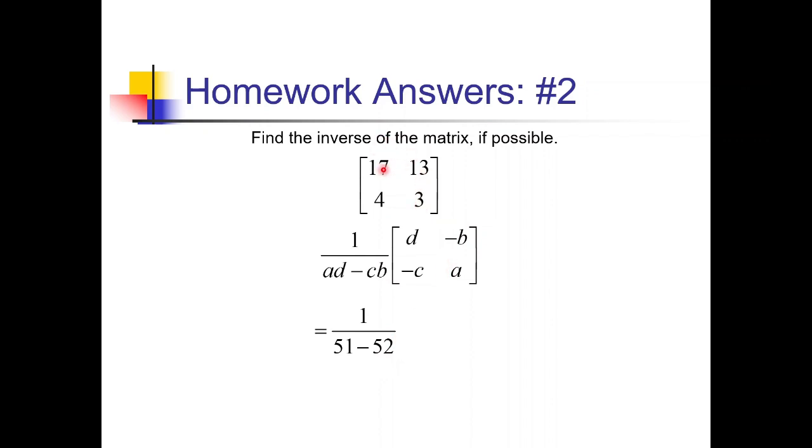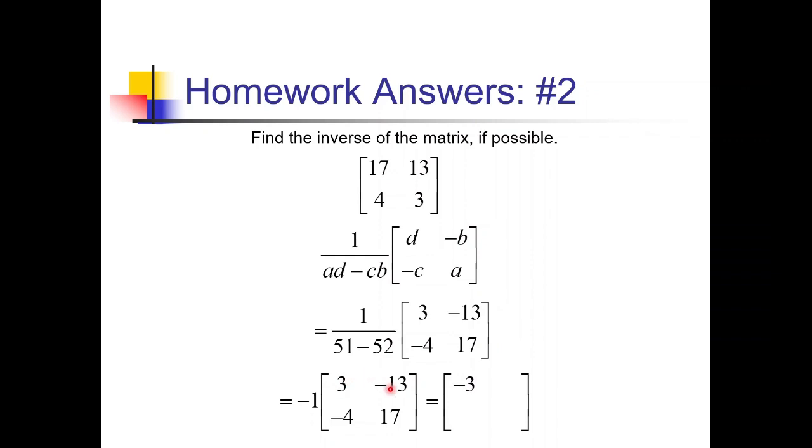So we'll have a 3 up here and a 17 down there. And then negating B and C, that's a negative 13 and a negative 4. 51 minus 52 is negative 1. So we're just going to have a negative 1 being distributed to this whole matrix here. So that gives us negative 3, positive 13, positive 4, and negative 17.